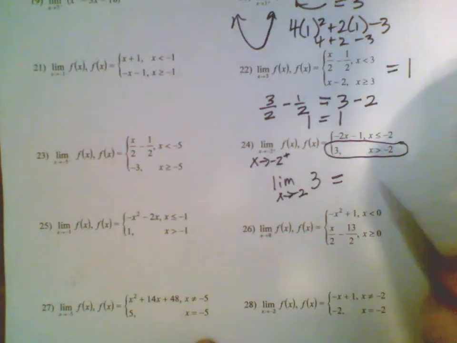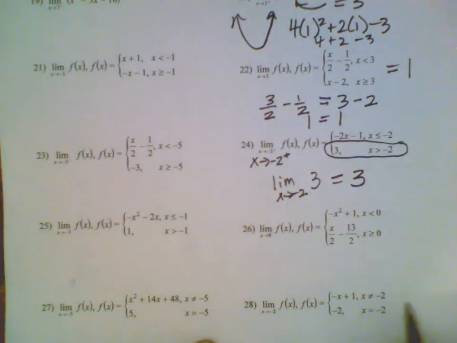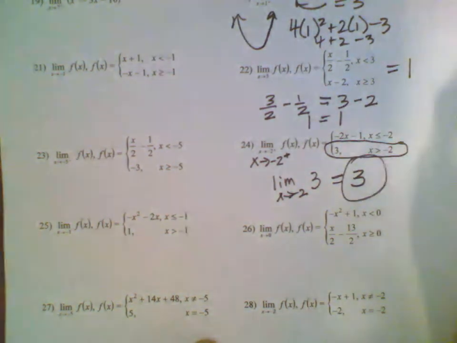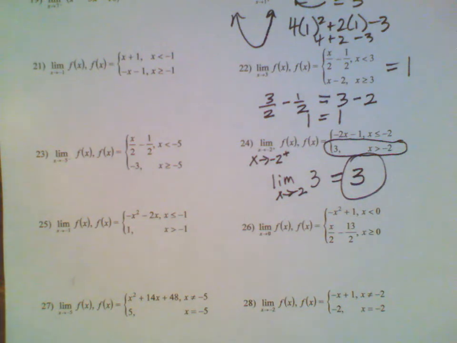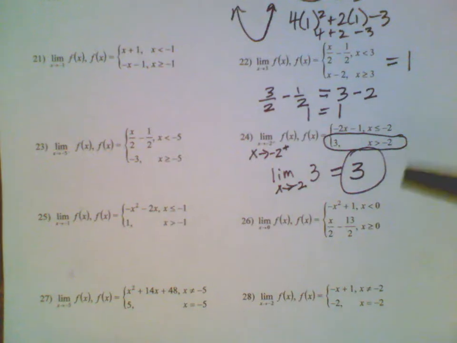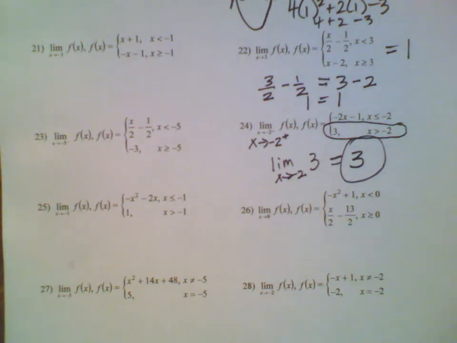So the limit of this constant is 3, and therefore my limit from the right is 3. Okay? Sometimes that takes a little practice. These are more intimidating than they really need to be. You've just got to get over it. We're not graphing them. All we're doing is finding the limit of them, so we're directly evaluating.